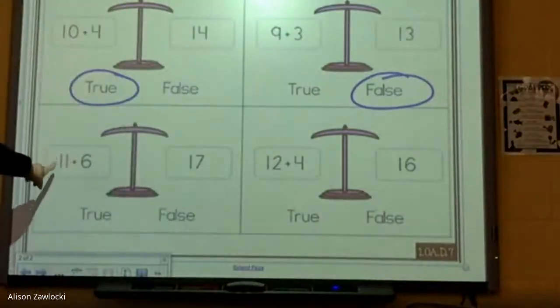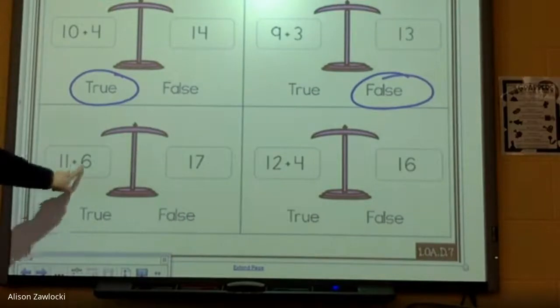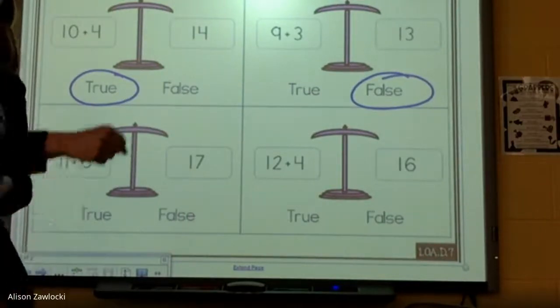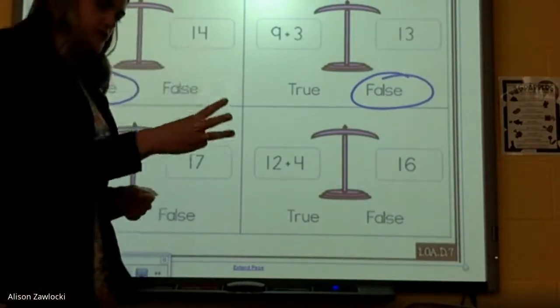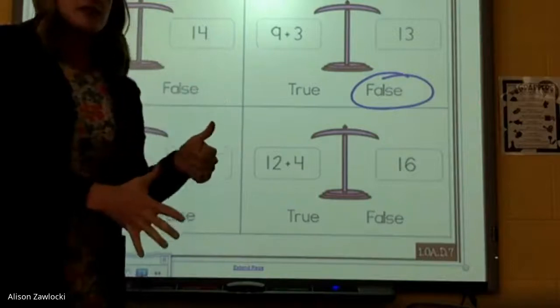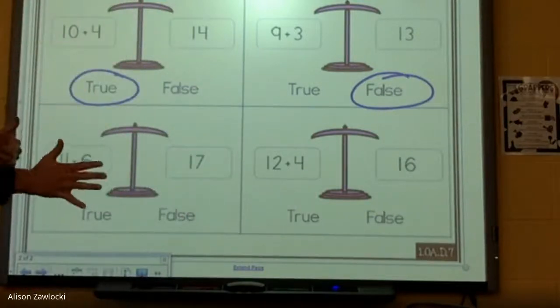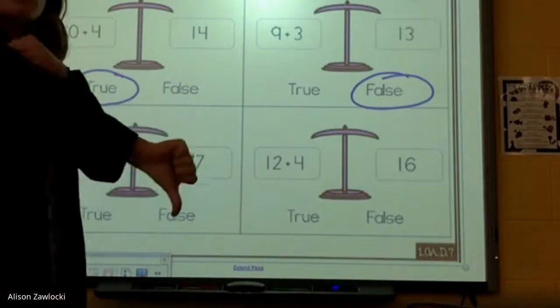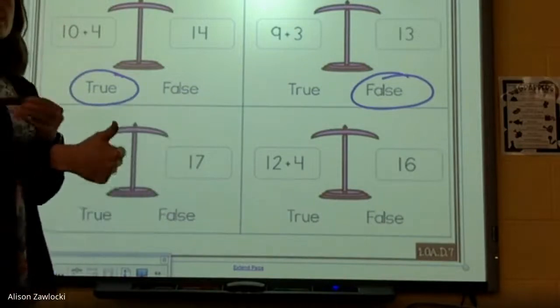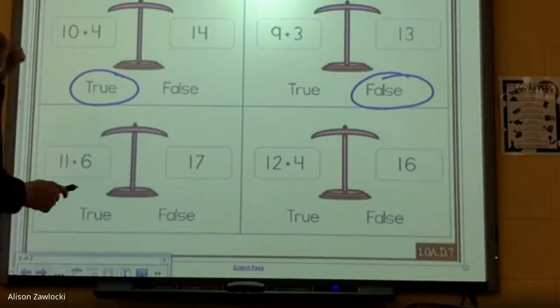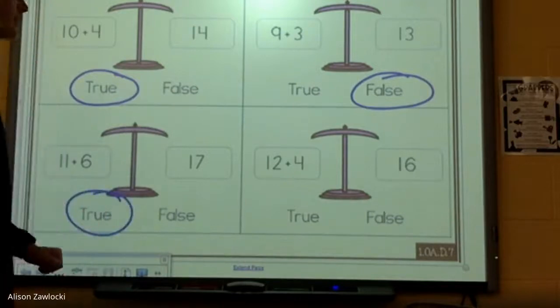Let's do this one. We're going to count on. Put the bigger number in your head and count on 6, okay? 11, 12, 13, 14, 15, 16, 17. Does 11 plus 6 equal 17? Is that true or false? Show me. Thumbs up or thumbs down? That is true. That is true, boys and girls.